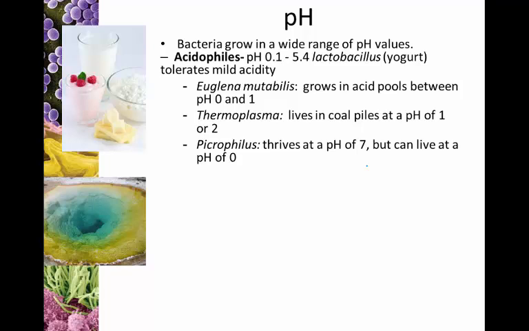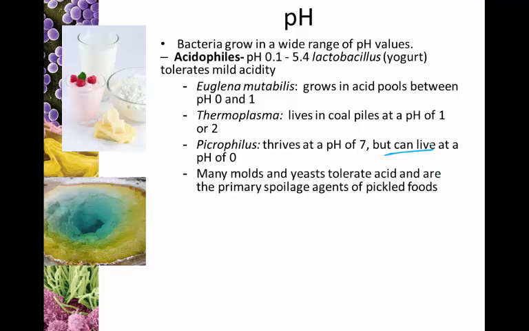Picrophilus thrives at pHs of about 7, but could live at a pH of about 0. So wait a minute. Let's think about this one. Couldn't we also call Picrophilus something else? What does it mean when an organism can survive? Look, it's right here in the PowerPoint. Can survive at these low pHs. Couldn't we just as easily call this a facultative acidophile? It could live at those low pHs if it had to, but it's perfectly happy at a neutral pH.